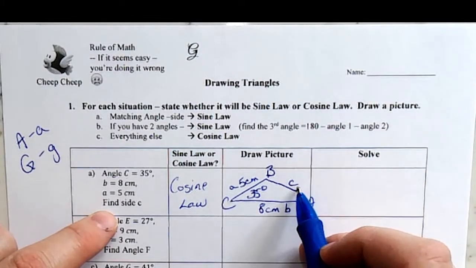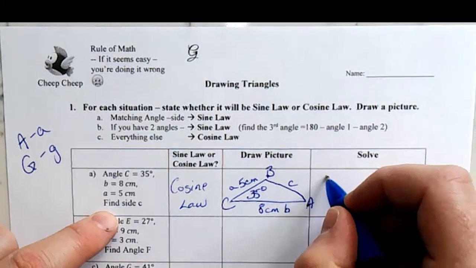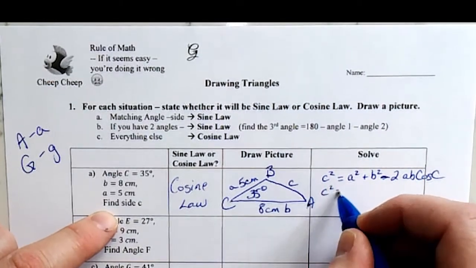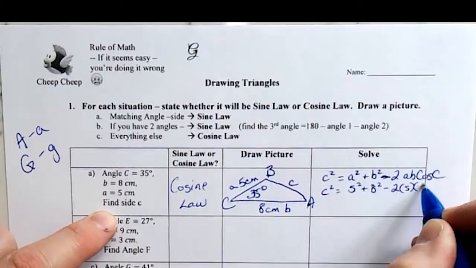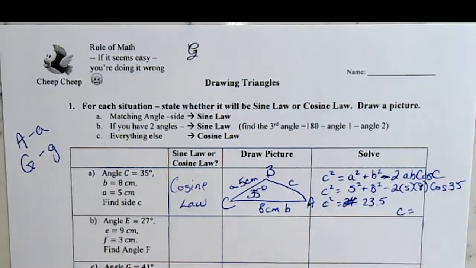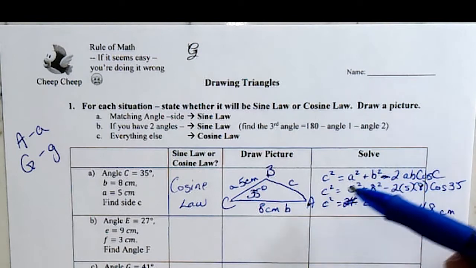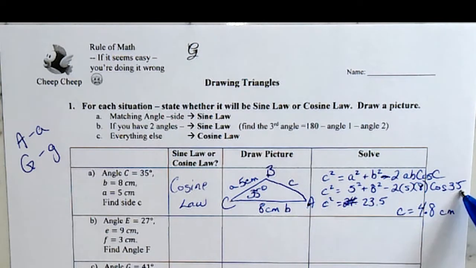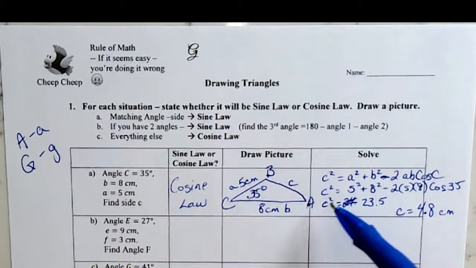So we're trying to find side C, which is cosine law. Because it's one of the easier cosine laws, we get all the numbers on the left, on the right. We just plug it into our calculator, square root, and we get the third side. So 5 centimeters, 4.8, 8 centimeters.